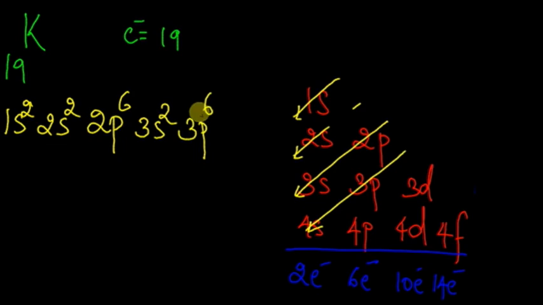Now we have 10 electrons here and 8 electrons here, so we have filled 18 electrons. Moving on, after 3p, it is 4s, and it gets the last electron, making it 4s1.